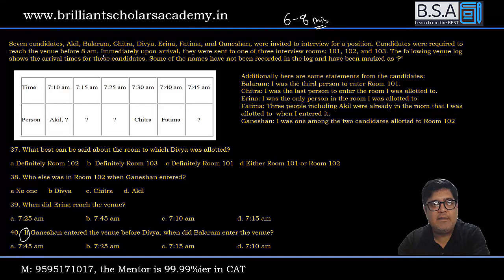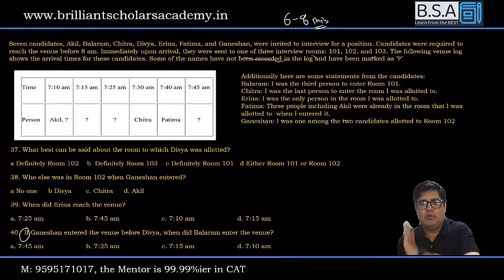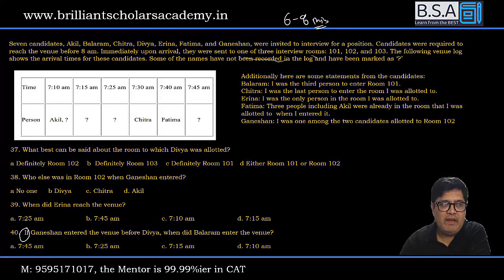7 candidates, A, B, C, D, E, F, and G, are their names, were invited to interview for a position. Candidates were required to reach the venue before 8 a.m. Immediately upon arrival, they were sent to one of the 3 interview rooms, 101, 102, 103. As soon as you arrive, you'll go to one of the rooms. Following venue log shows the arrival times of these candidates. Some of the names have not been recorded in the log and have been marked as a question mark.